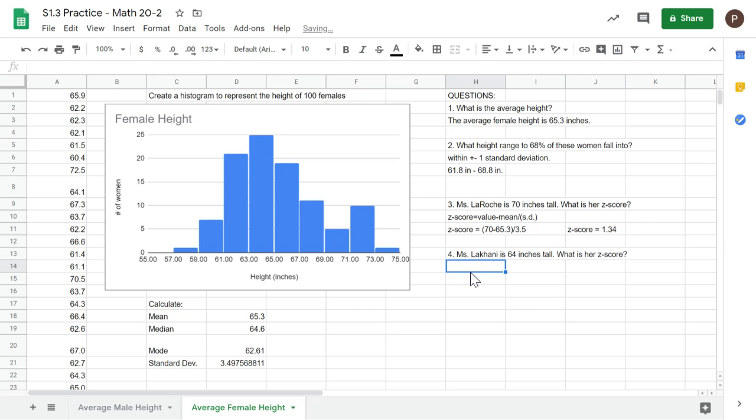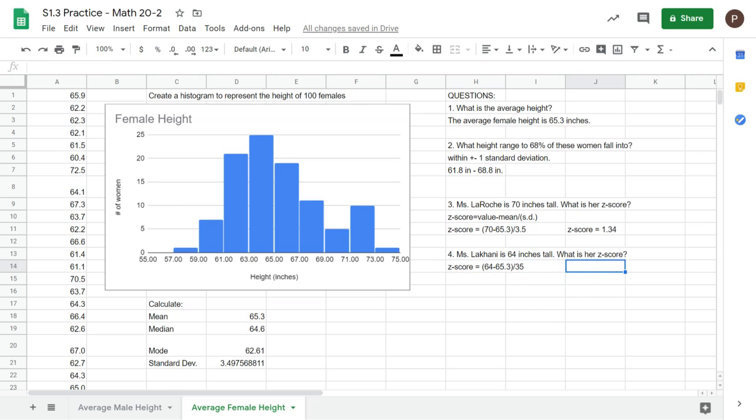Miss Lakhani, on the other hand, is only 64 inches tall, so she is a little bit below average, right? A little bit below that mean of 65.3, but not too crazy. Her z-score is going to look like 64 minus 65.3. Notice that's going to give us a negative number, right? Remember, negative z-scores mean you're below the average. Positive z-scores mean you're above the average. Divided by 3.5. I figure out that calculation.